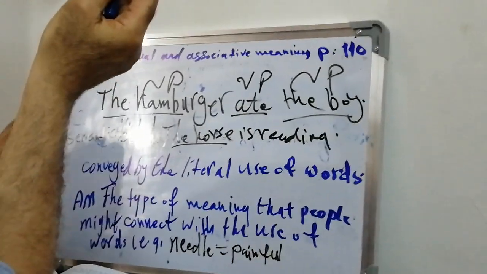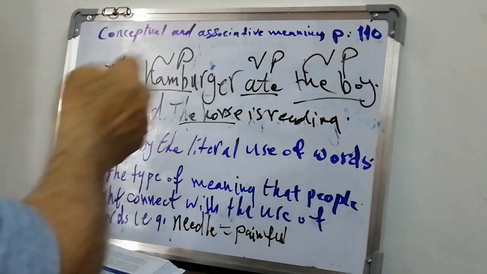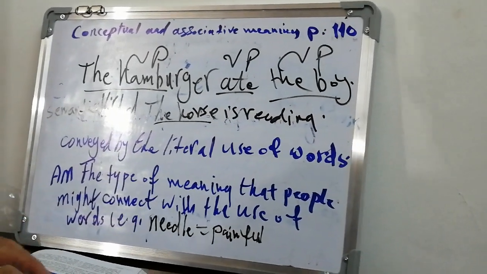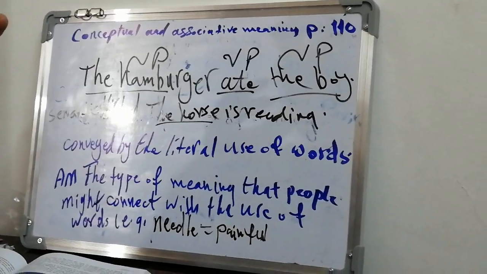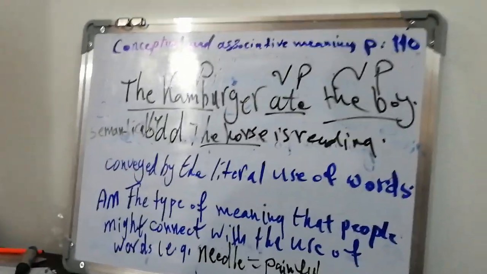Okay, I stop here, and this information you find as it is written on page 110 in your textbook, beside the very brief definitions of conceptual meaning and associative meaning, which you find in the glossary.